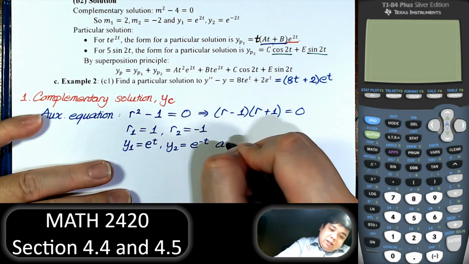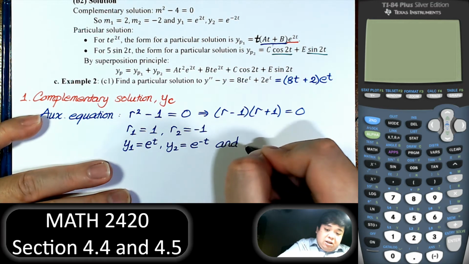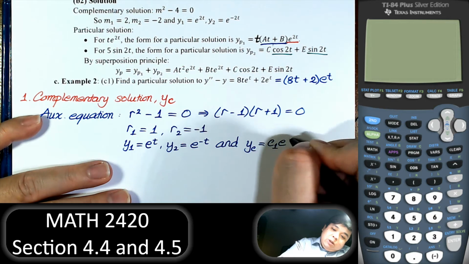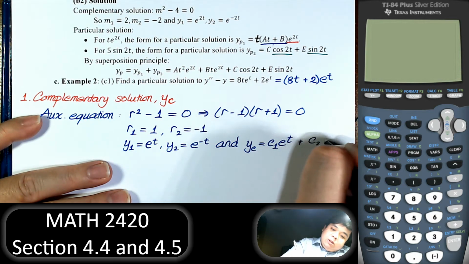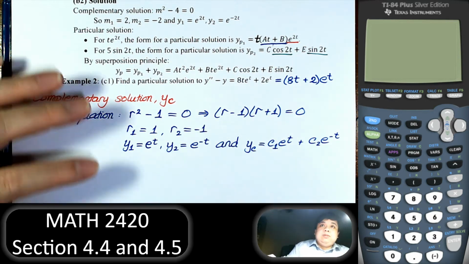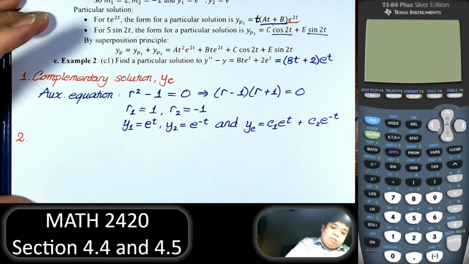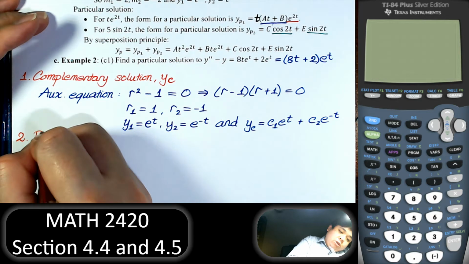And of course the question did not ask, but the complementary solution will be c1 e to the t plus c2 e to the negative t. Now we go to 2. Particular solution.